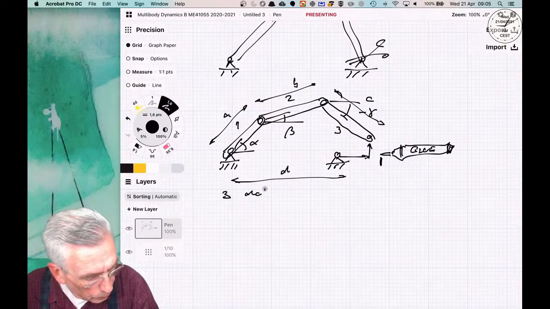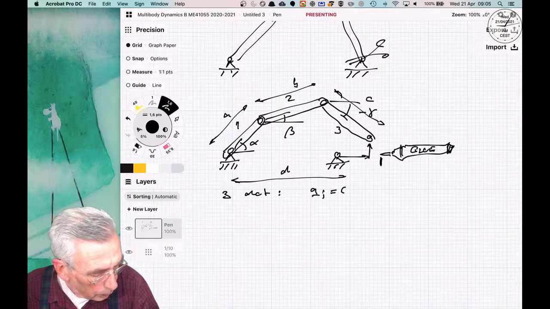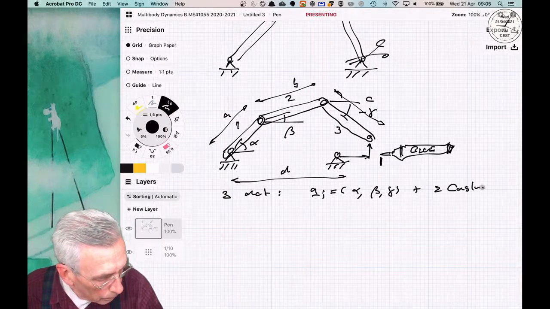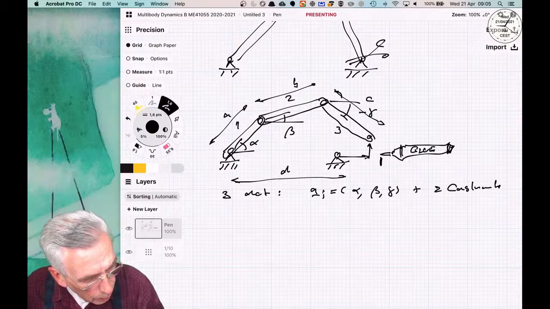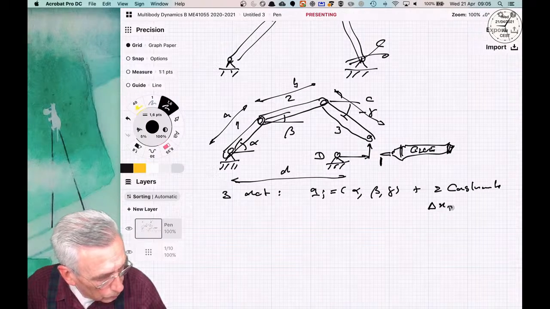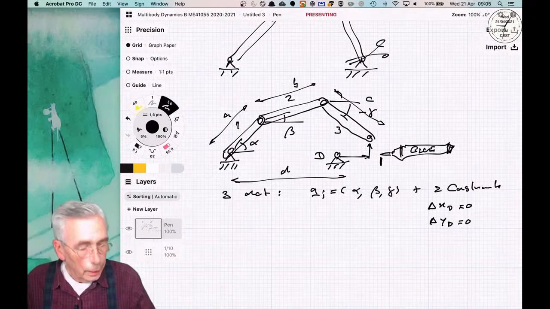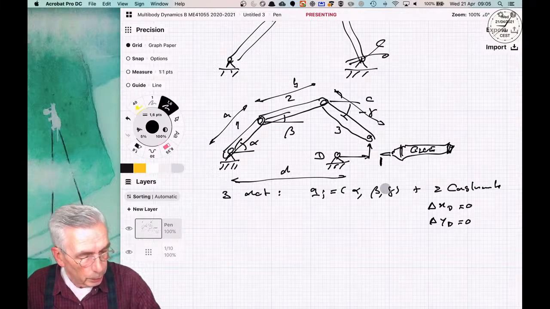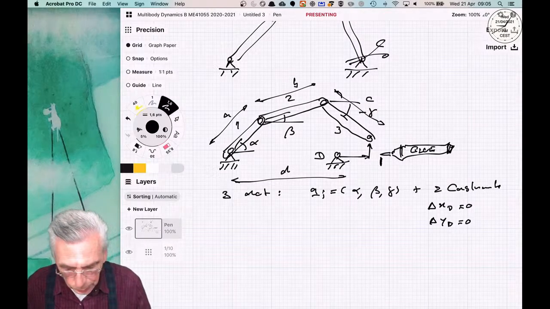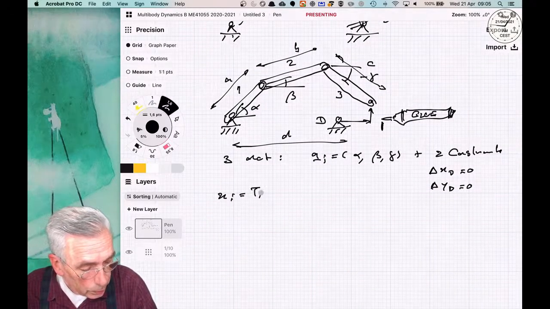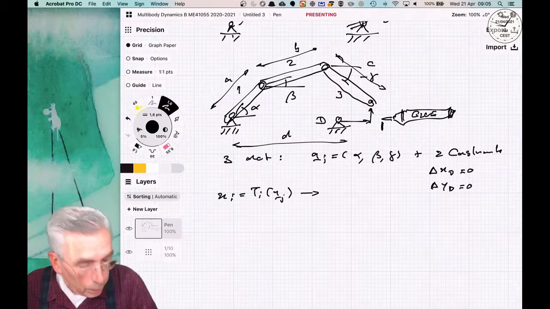So 3 degrees of freedom, your q_j being now alpha, beta and gamma, plus 2 constraints. And the 2 constraints are, let's call this point D, that the delta x of D should be 0 and the delta y at D should be 0. And then if we glue this all together, then again we have our original system. These 2 constraints take away 2 degrees of freedom and we still have a 1 degree of freedom system. But we do that because now writing down x_i as T_i of q_j is super simple.